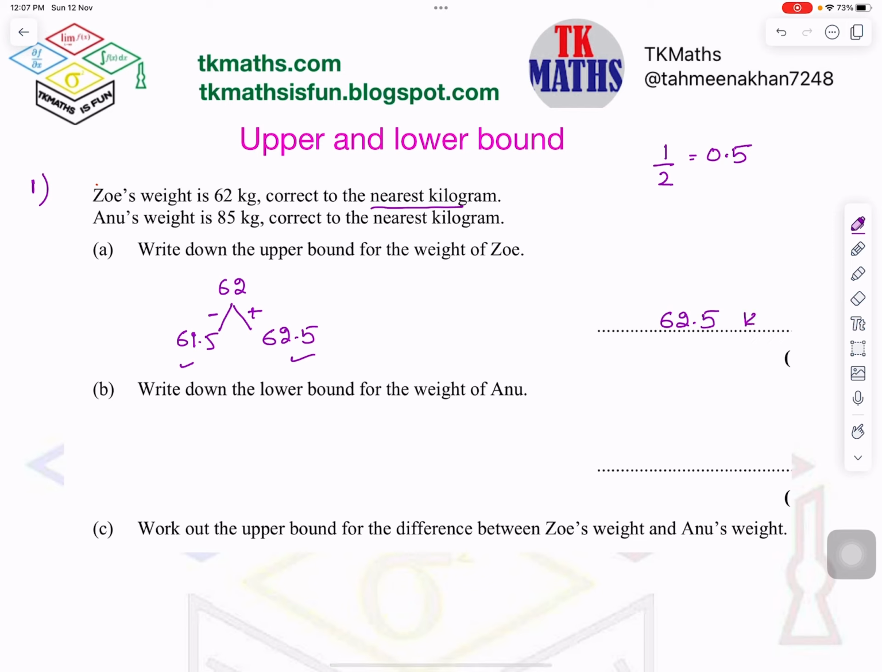kg. Okay. Write down the lower bound for the weight of Anu. So Anu's weight is 84 kg, and this one is also corrected to the nearest kilogram. So the same limits will be used for upper and lower bound, which is 0.5. If I subtract 0.5 from it, it will be 84.5, and if I add, it will be 85.5. But the question is asking for the lower bound, so I will write here 84.5 kg.